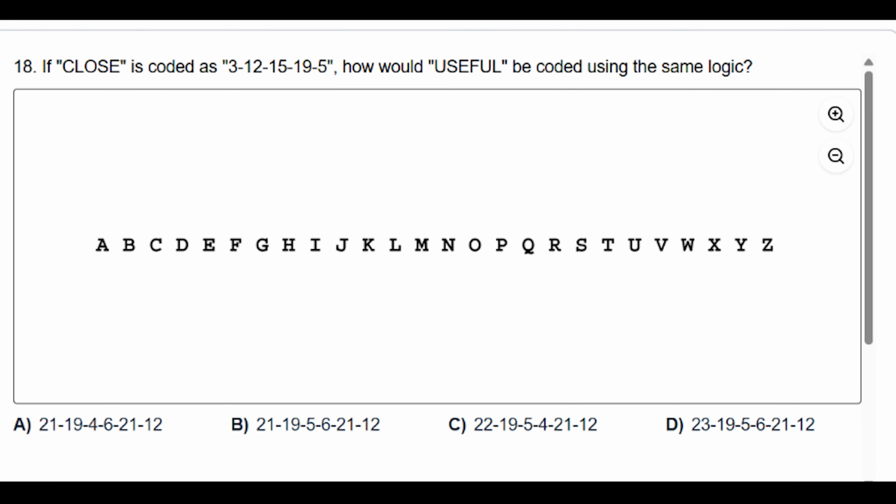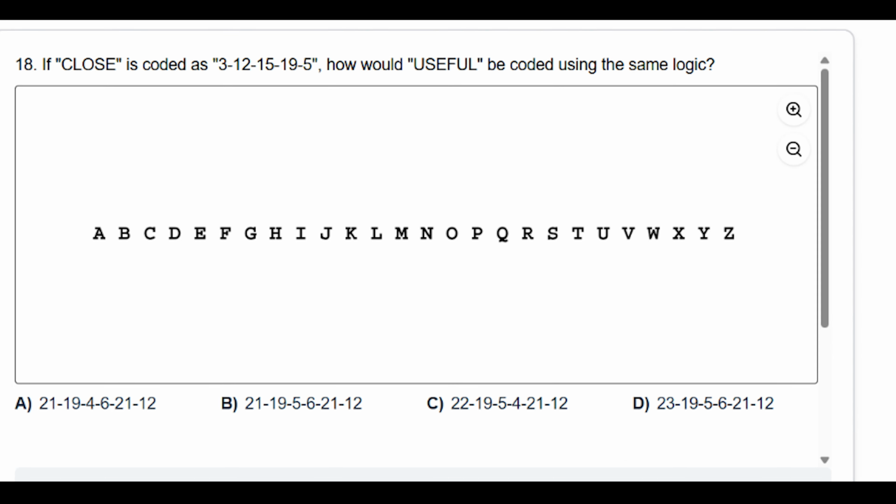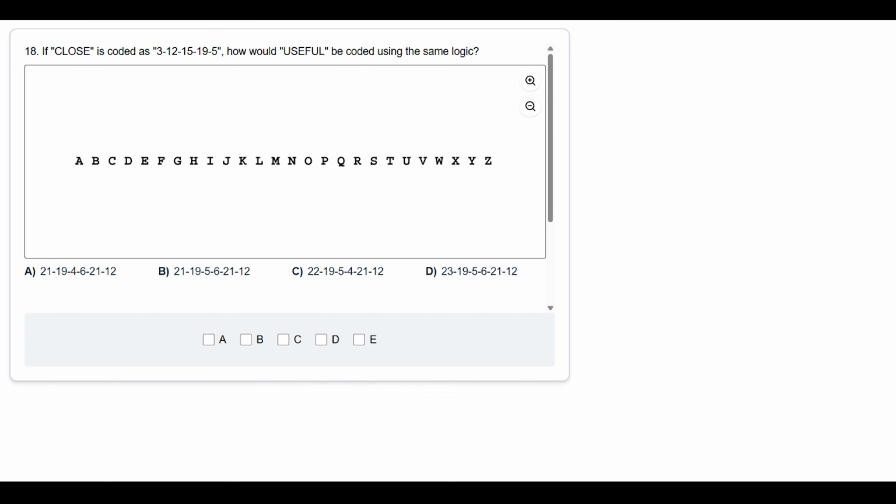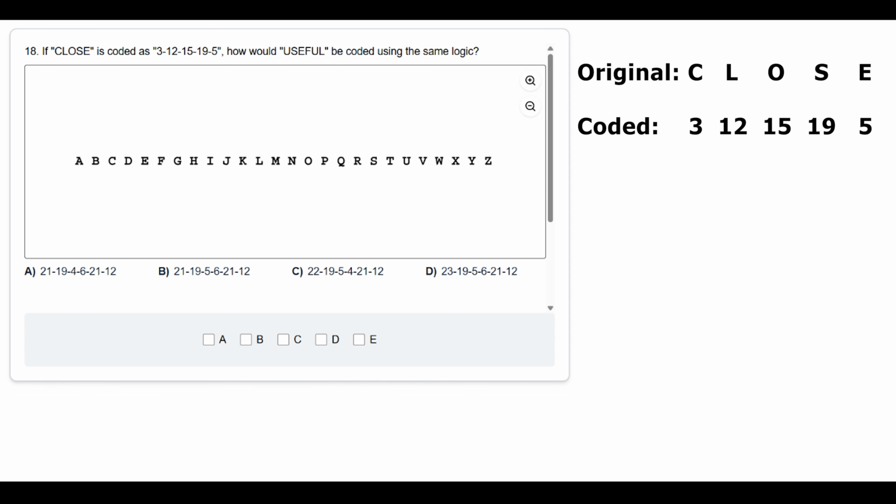Let's solve this coding-decoding question. First, we identify the logic used in the given example. Look at how each letter is converted into a number. Each letter is replaced by its position in the alphabet list. C is the third letter, L is the 12th letter, O is the 15th letter, S is the 19th letter, and E is the 5th letter.